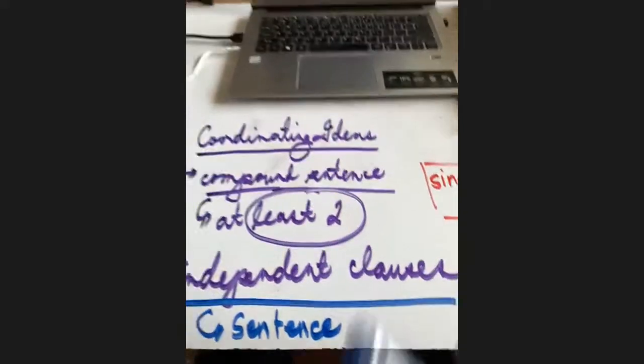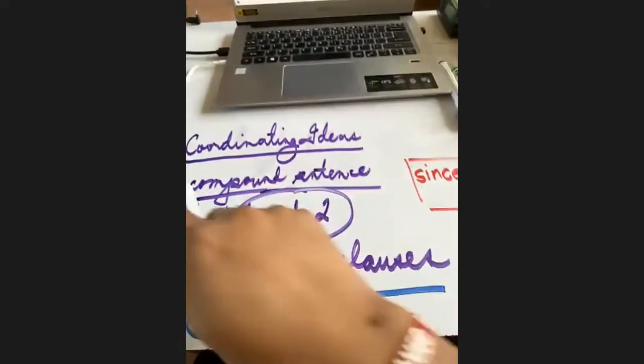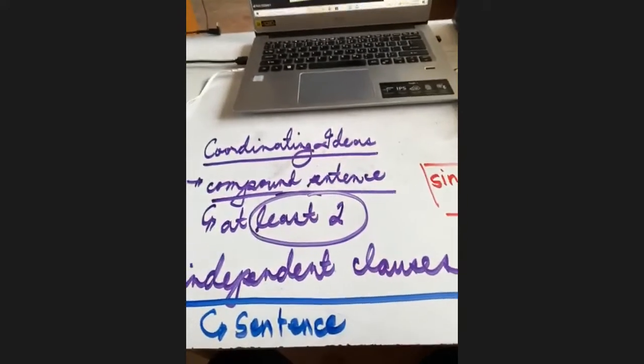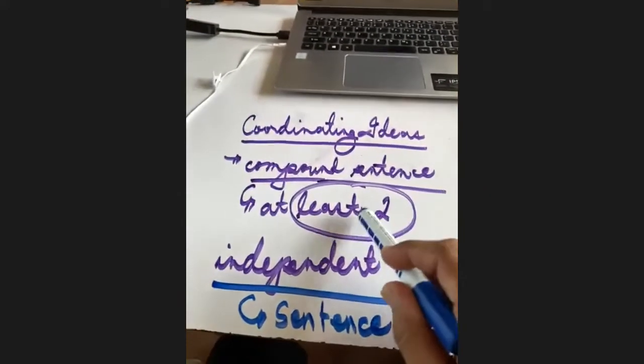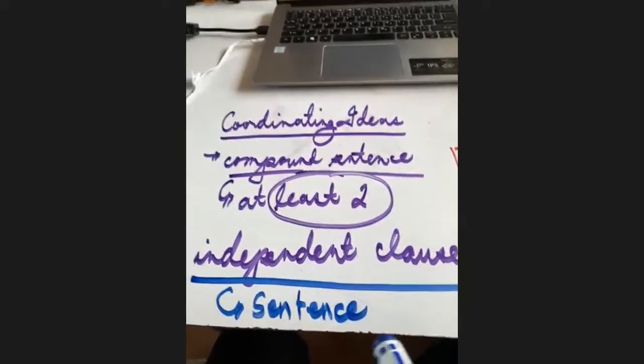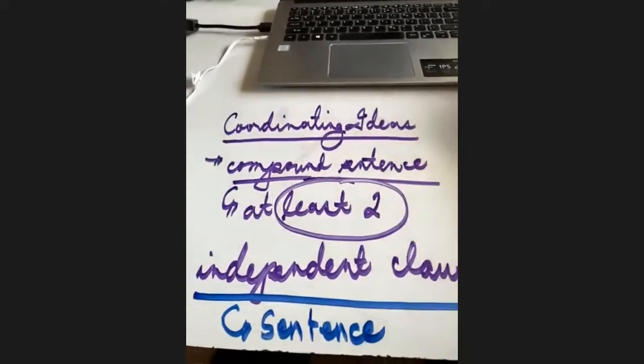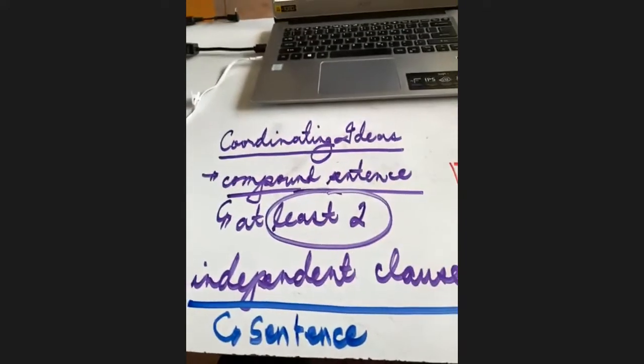So once again, coordinating ideas goes through the process of creating a compound sentence. A compound sentence is composed of at least two independent clauses, and an independent clause in itself is already a sentence. Question so far? Any question? Please, if you have questions, do not hesitate to ask.